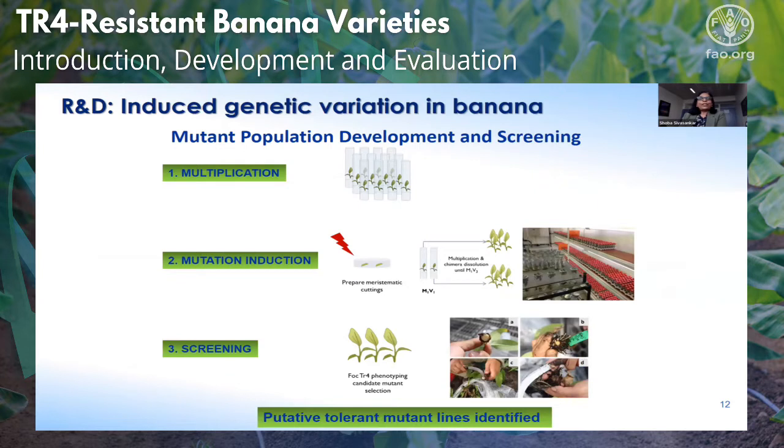Just to give a very brief intro to induced genetic variation, this is the same as in seed crops, but just a little bit different in the sense that we use explants and tissue culture. First, we multiply them in large quantities and then induce mutations and then regenerate multiple rounds and then start screening for any trait of interest. In this case, it is resistance to TR4.